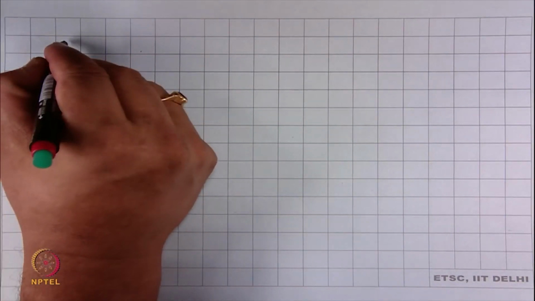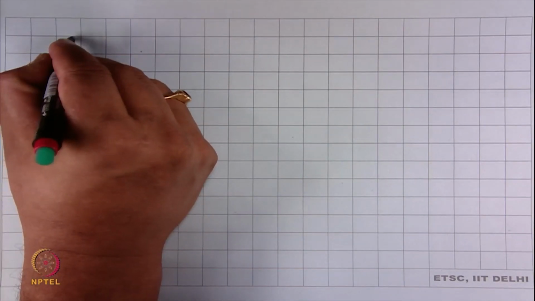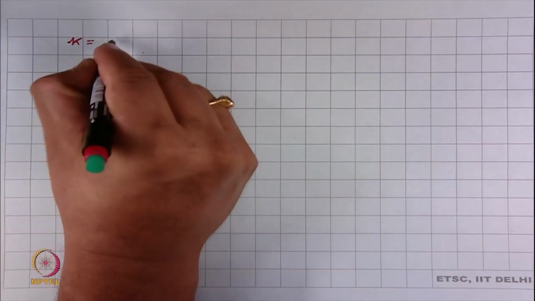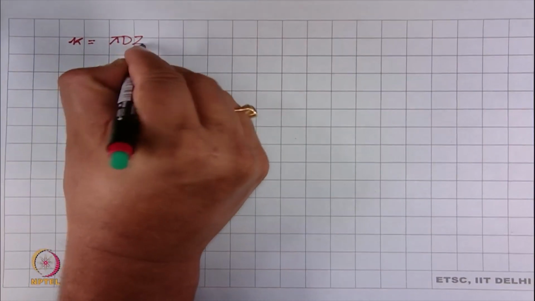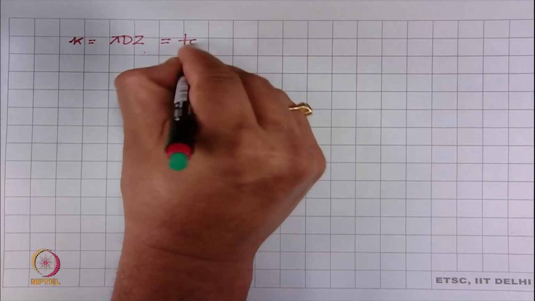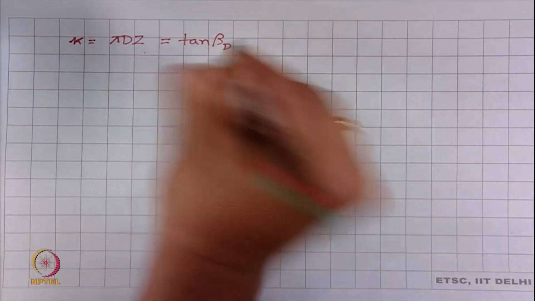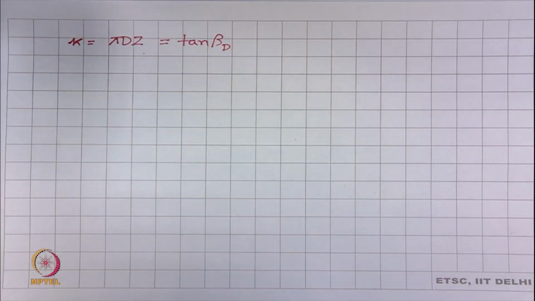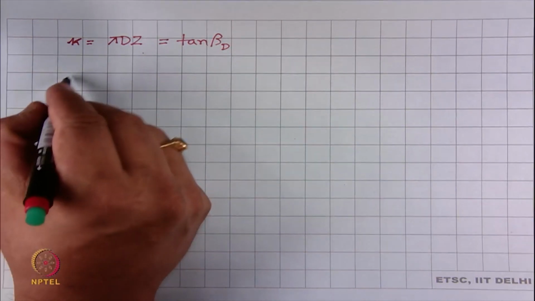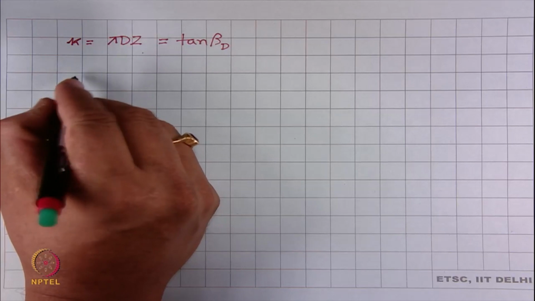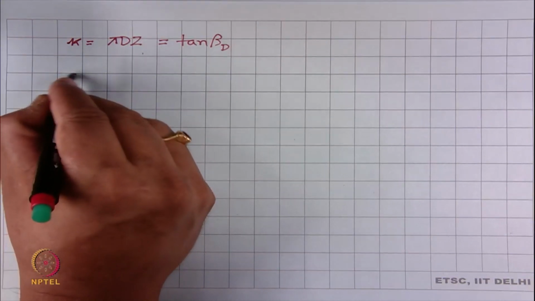What is your kappa pi dz, and what is your pi dz? Tangent of beta d, where beta d is the surface fiber twist angle. Okay, then if we substitute here, first let us find out k n.